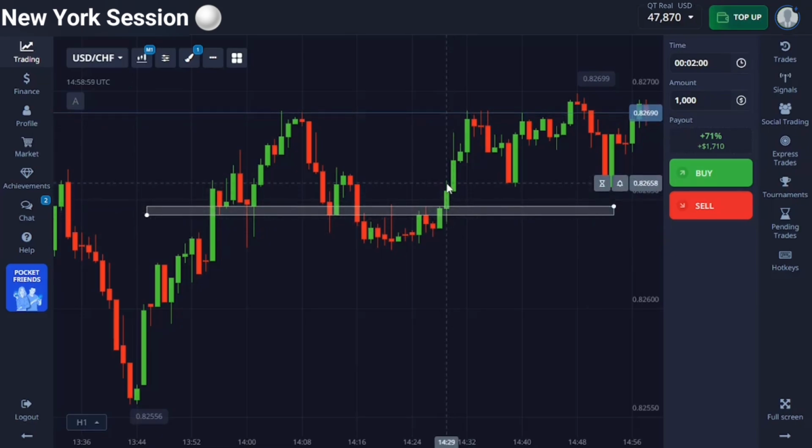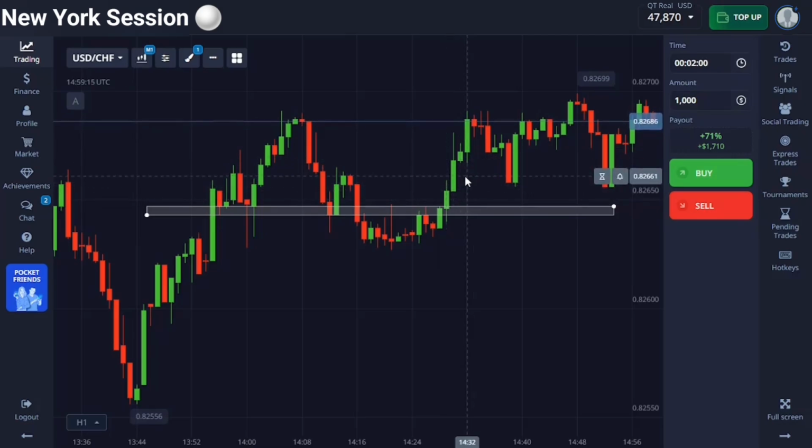Wasn't too happy with my entry because it was quite high up. I would have preferred to get in somewhere over here, but hey, beggars can't be choosers. It was so quick. At the end of the day, we actually got a good entry because once we locked in that 2-minute buy position, price just continued going up, and the rest is history.